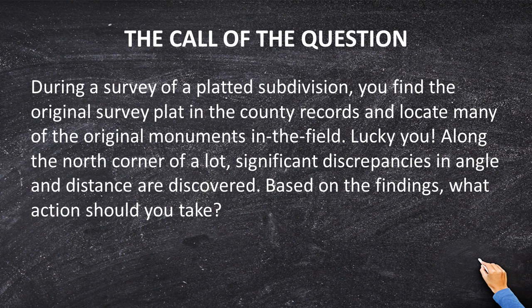But you do. Along the north corner of the lot, you find significant discrepancies between the angle and distance of the line. So the record does not match the measured at all. It's off by feet or tens of feet. Based on your findings, what action should you take?